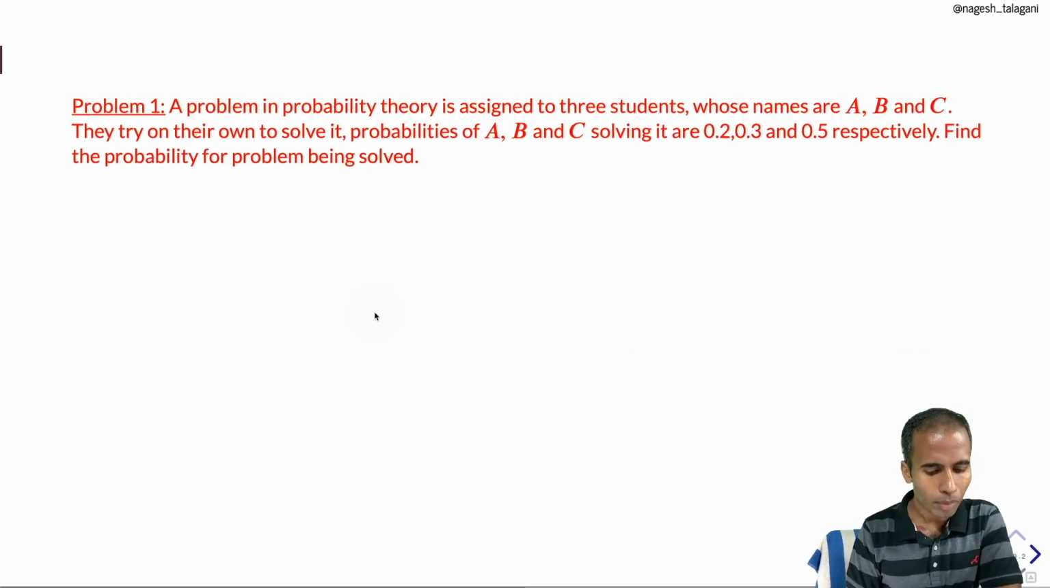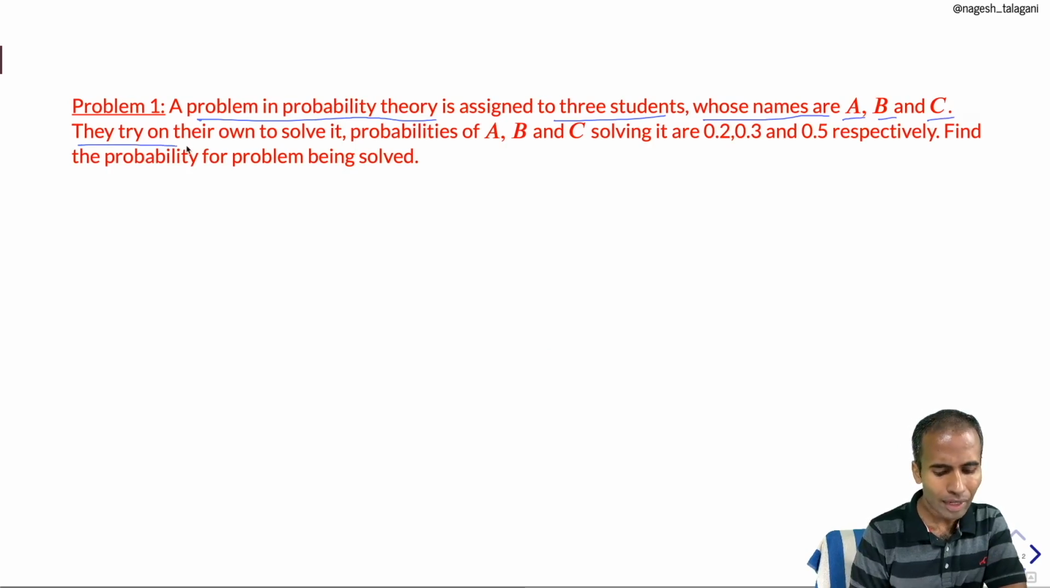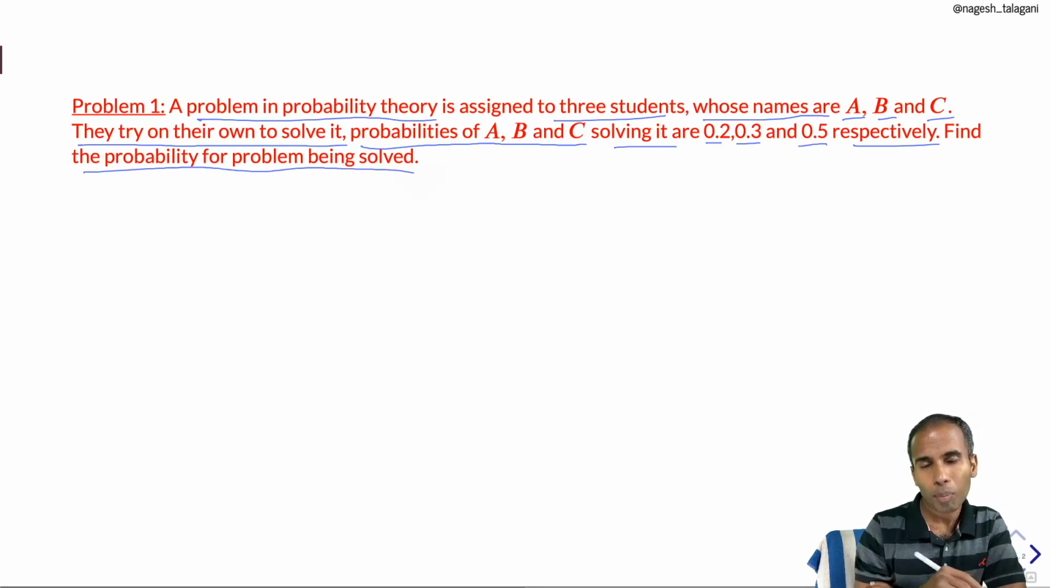Okay, here is a problem. A problem in probability theory is assigned to 3 students whose names are capital A, capital B and capital C, and they try on their own to solve it. The probabilities of A, B and C solving it are 0.2, 0.3 and 0.5 respectively. Find the probability of the problem being solved. The problem being solved means at least one of A, B, C solving it, right?